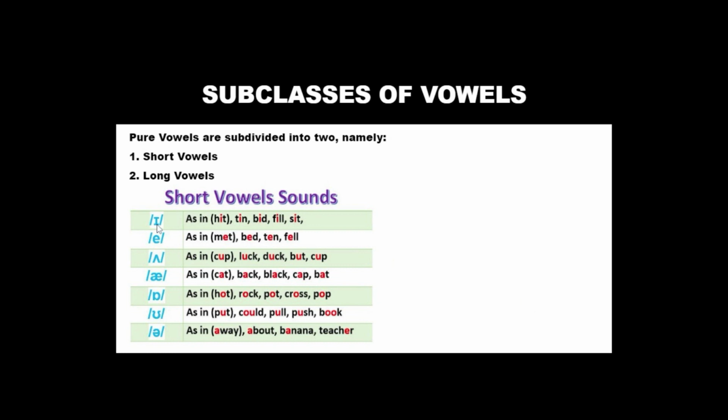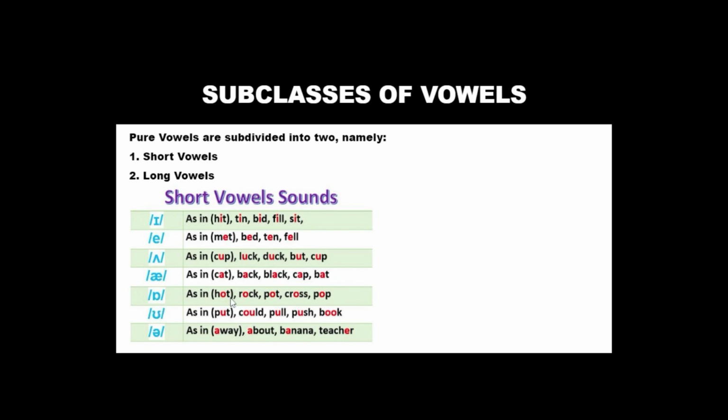We have E as in hit, thin, beat, feel, and sit. E as in met, bed, turn, and fell. A as in cup, luck, duck, but, and cup. A as in cat, back, black, cap, and bat.